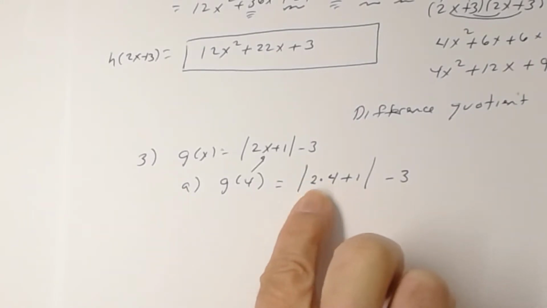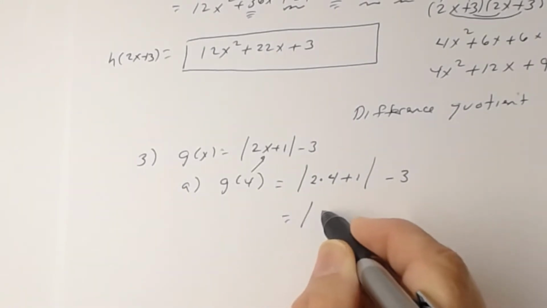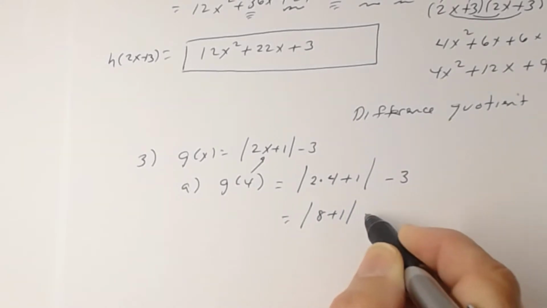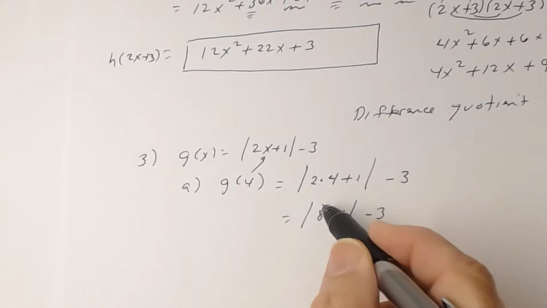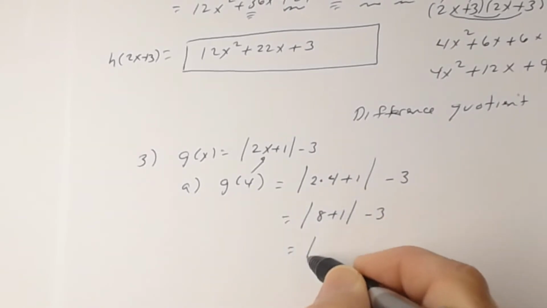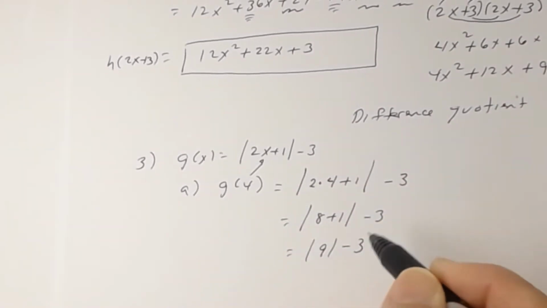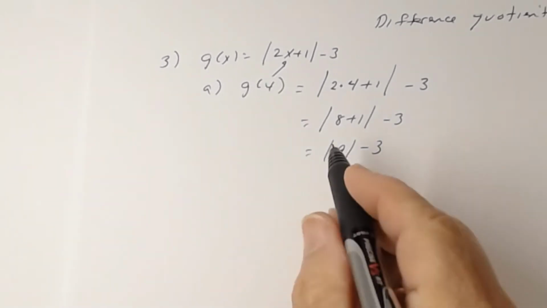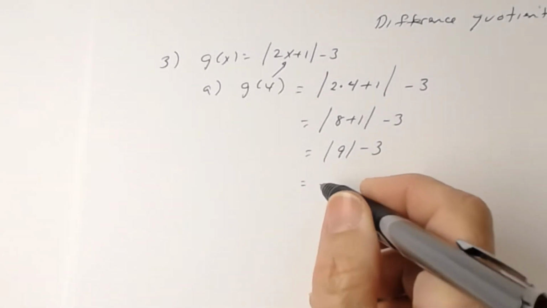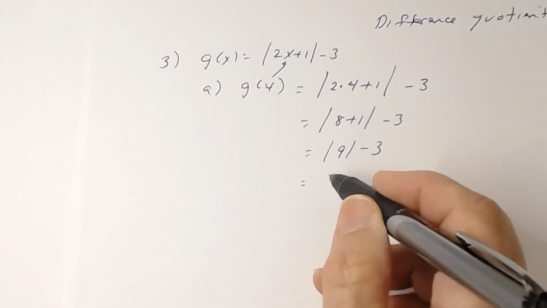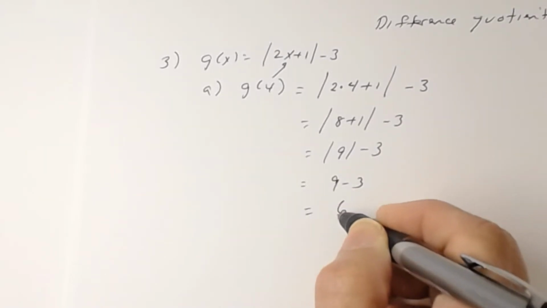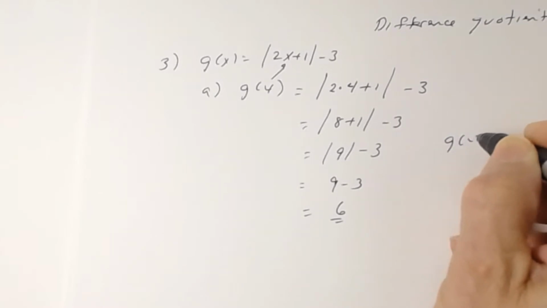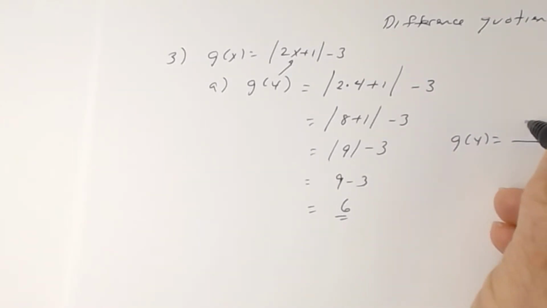Multiplication. What's 2 times 4? So it becomes absolute value of 8 plus 1. Whatever that is, I'm going to subtract 3. What's 8 plus 1? So it becomes absolute value of 9 minus 3. But what is the absolute value of 9? Now I can get rid of the absolute value bars because I know the absolute value of 9 is what? And what's 9 minus 3? 6. So g of 4 is going to equal what? 6.